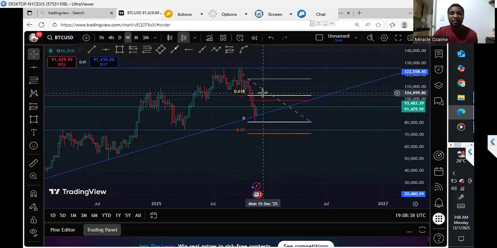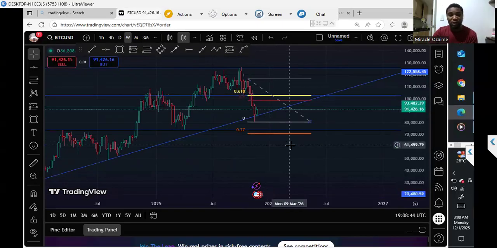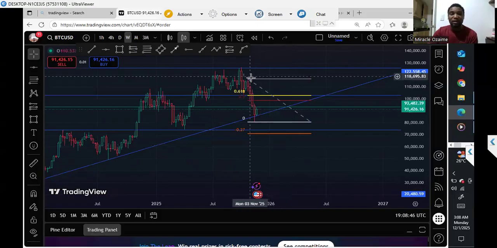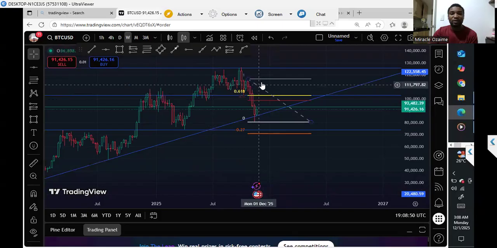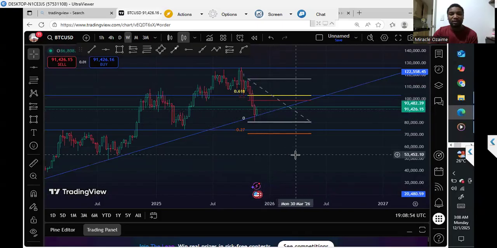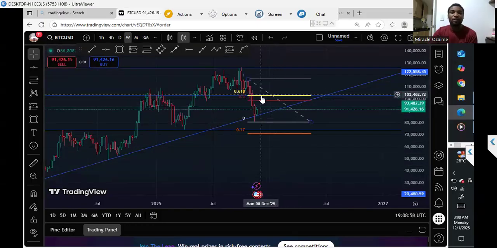rejects around this area, then most likely we're going to see continuation to the downside. Look, Fibonacci is also sitting at this area. So if BTC is going to push up to this place, then reject back downwards, then I know that the sell is going to continue. But if BTC is going to break around this region, then we'll see a potential push to the upside.